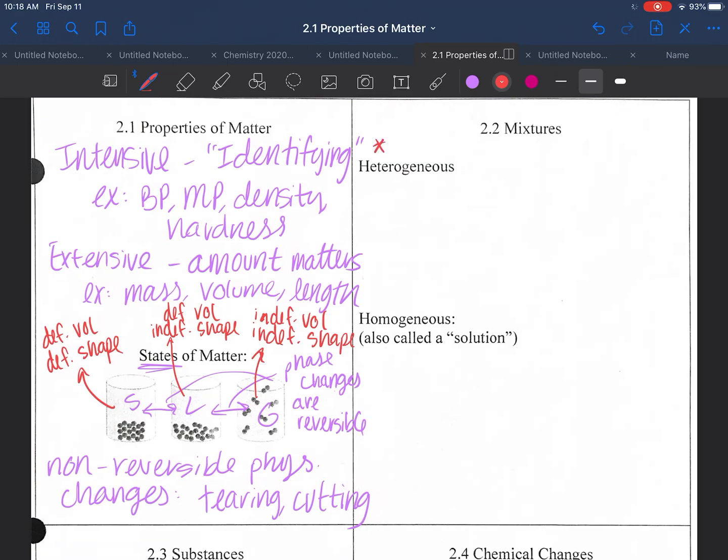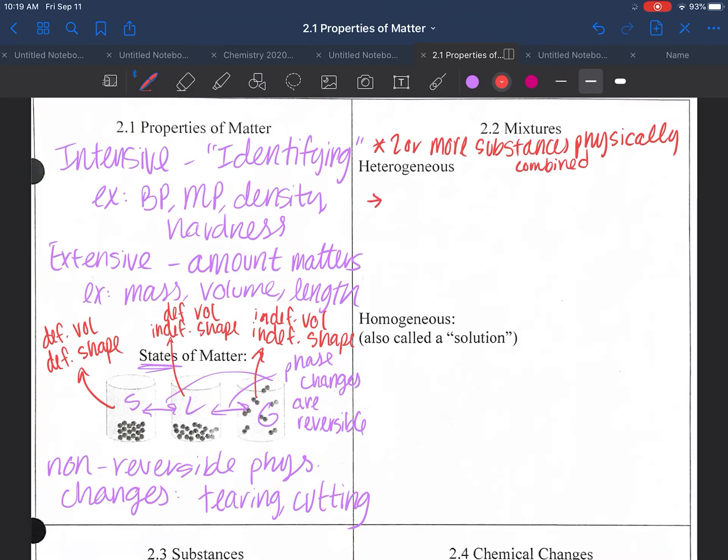2.2, we talk about mixtures. So what makes up a mixture? A mixture is two or more substances. And the key here is that they are physically combined. Not chemically bonded, okay? And so we can split mixtures into two categories. One, heterogeneous, and two, homogeneous.